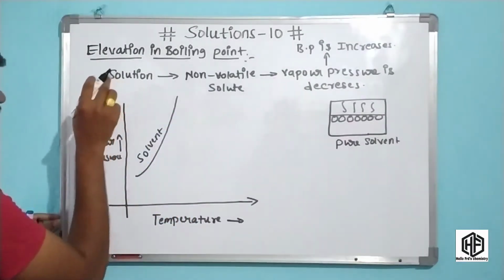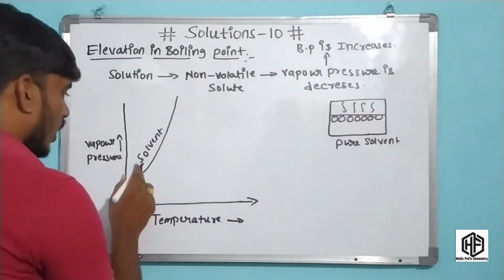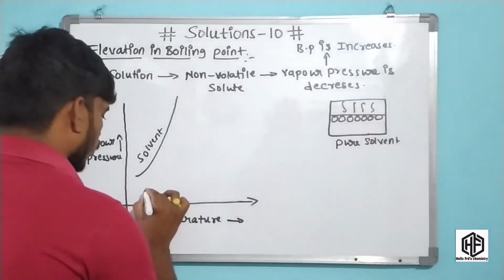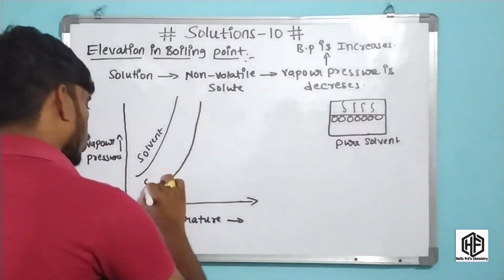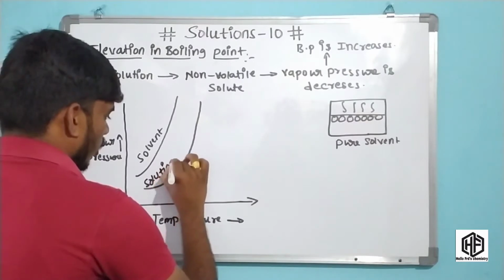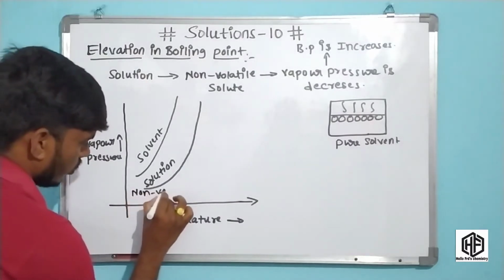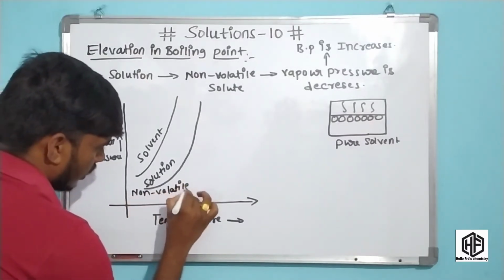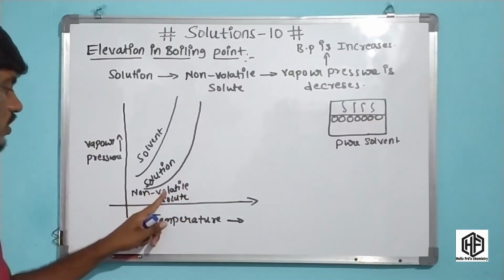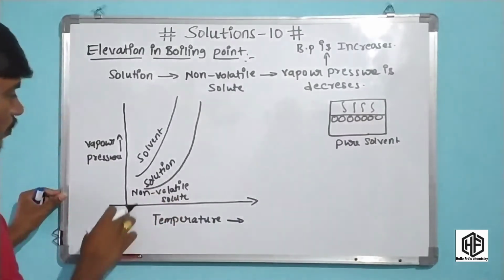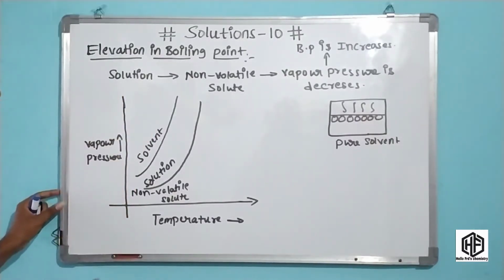Now I will represent the solution vapor pressure graph, the graph between vapor pressure and temperature in a solution. The vapor pressure decreases, so the graph representation is like this. Okay friends, this is the solution graph representation when a non-volatile solute is added. Now one more topic I will discuss is the boiling point.